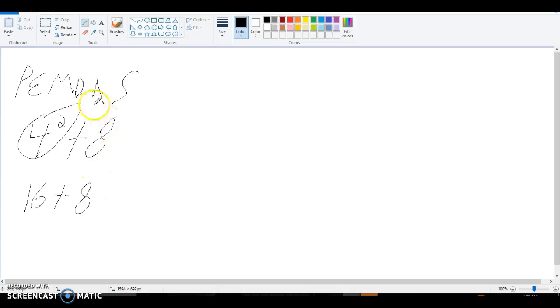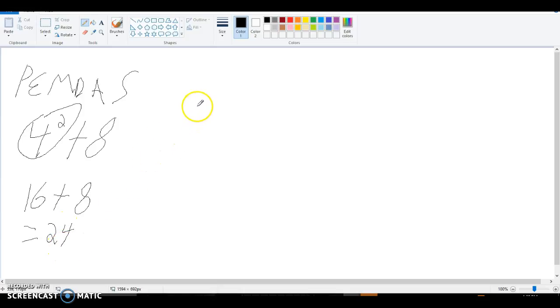So now you look for multiplication and division. You don't see that you have any of that, so you move on to your next step, which is addition and subtraction. And you see you have 16 plus 8, so this will equal 24. And that's how you do order of operations.